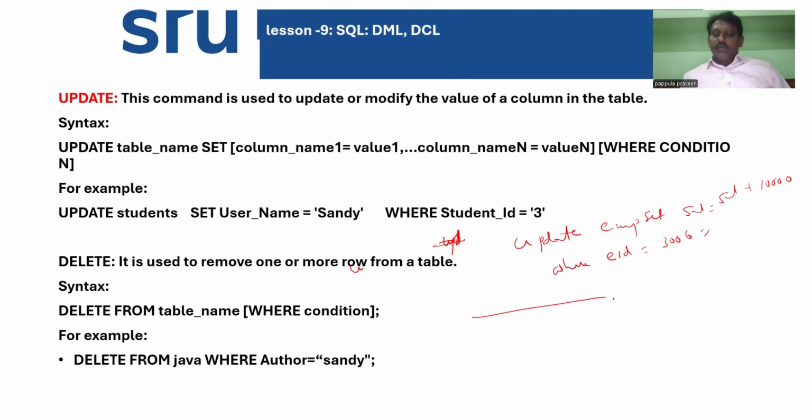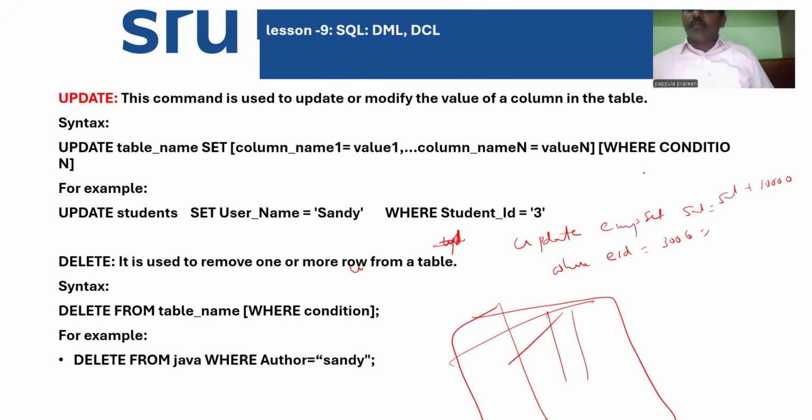In this table we have many employees, but only the particular employee ID 3006 will have the salary changed. Okay, this is the update command. And next one is the delete.